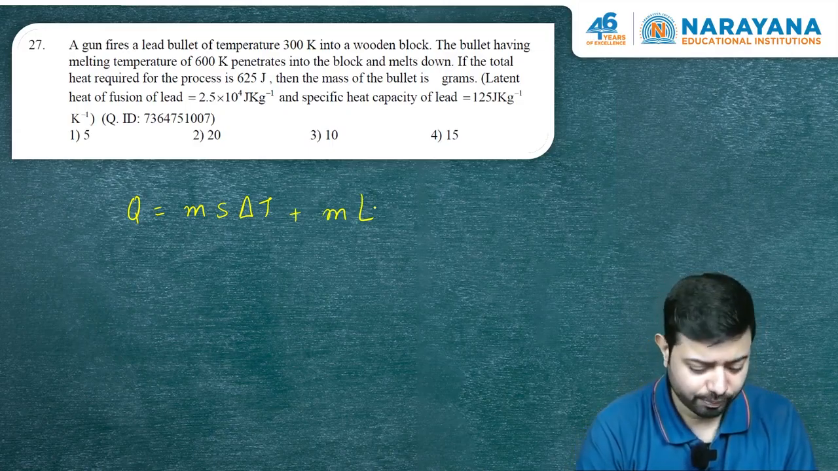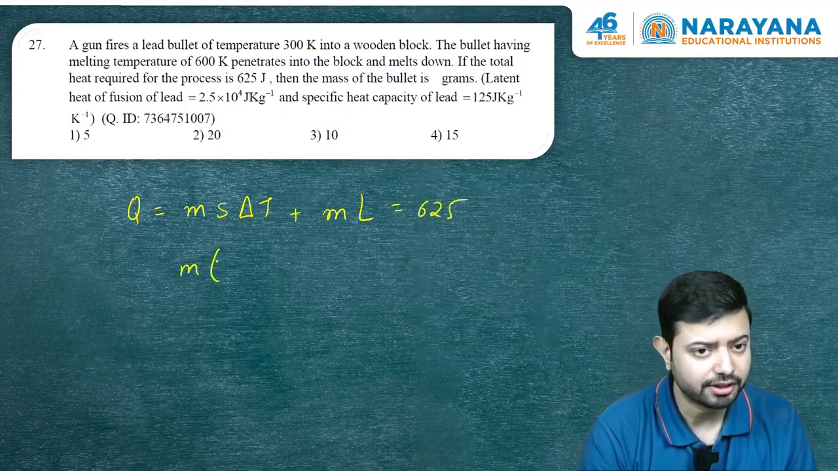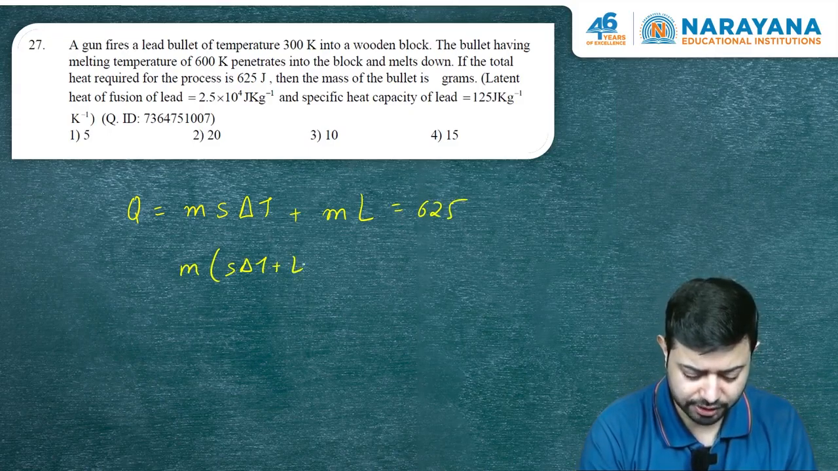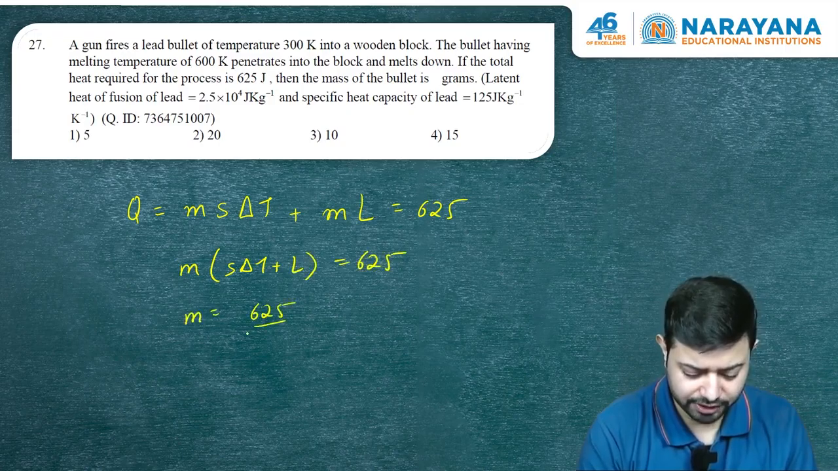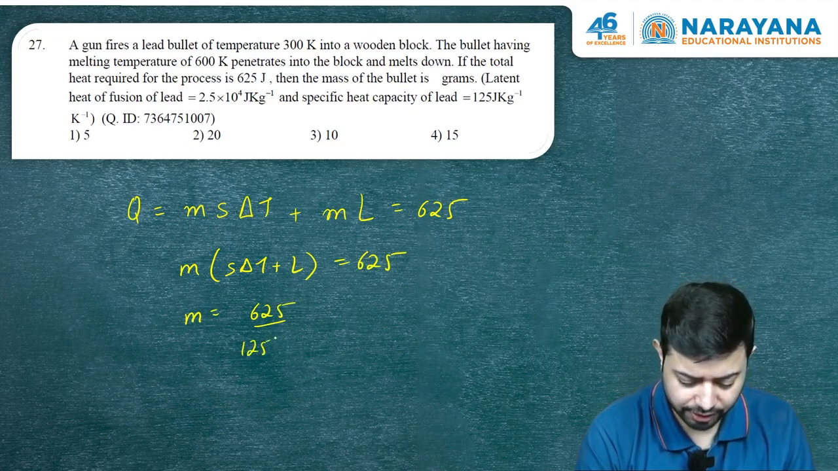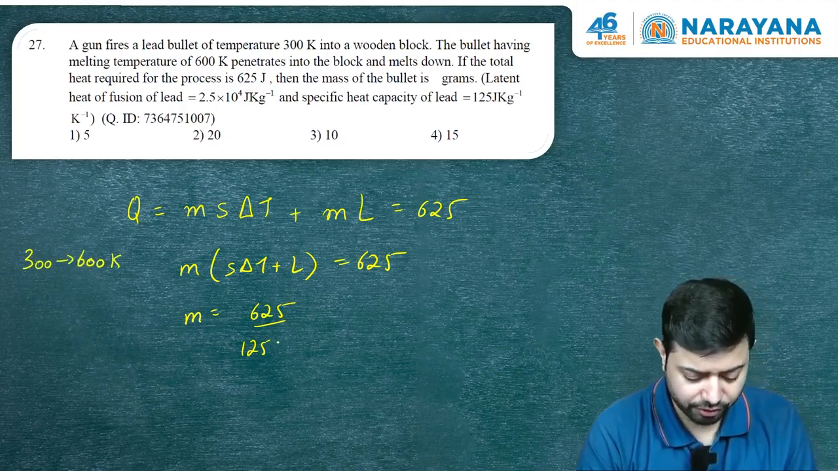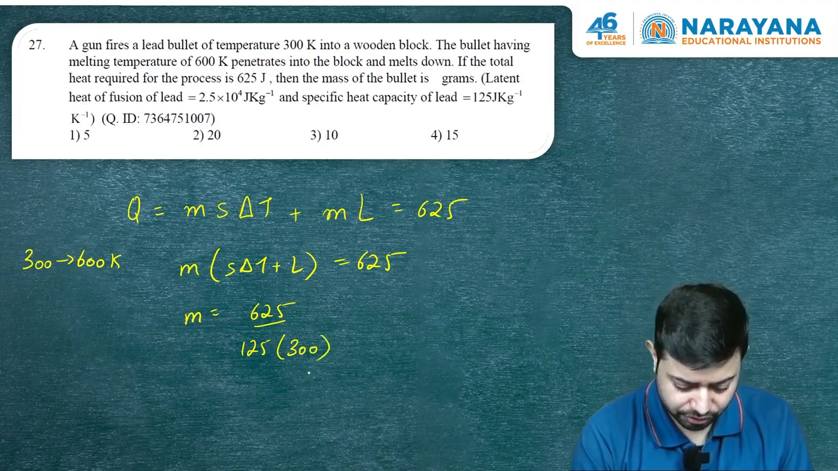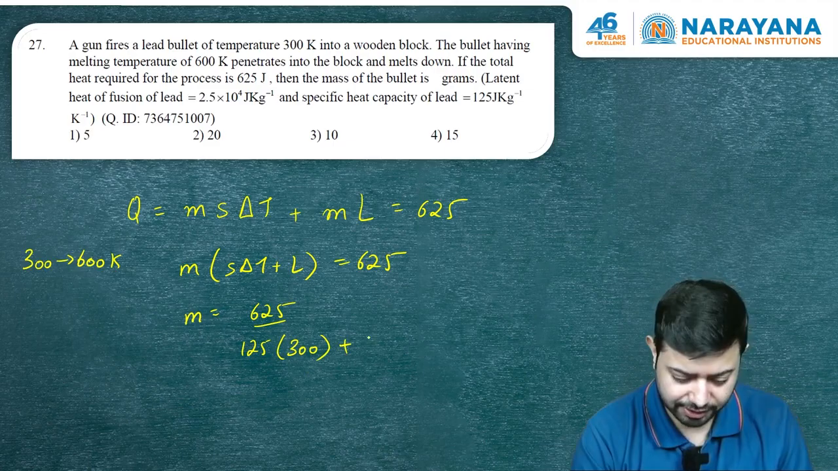Now, this Q is given already. It is 625. So m can be taken out as common: m (S delta T plus L) is 625. So what is mass? 625 by (S delta T plus L). What is S? 125. And delta T is given: the temperature is going from 300 to 600 Kelvin, so delta T is 300. And the next quantity is plus this particular L. L is given as 2.5 into 10 to the power 4.